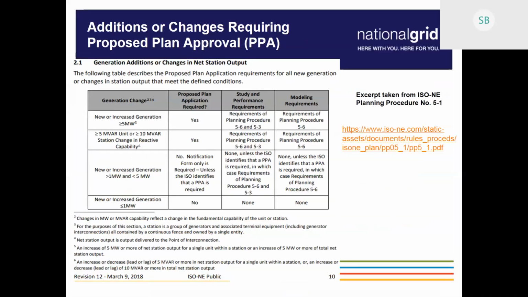Something that hasn't been determined by ISO New England yet is, if the project is truly 1 to 5 megawatts and cannot be aggregated to be over 5 megawatts, will it require a proposed plan application, or will it still only require a generation notification form but a transmission study? That hasn't been determined by ISO New England yet. Something that we'll have to coordinate with ISO New England.